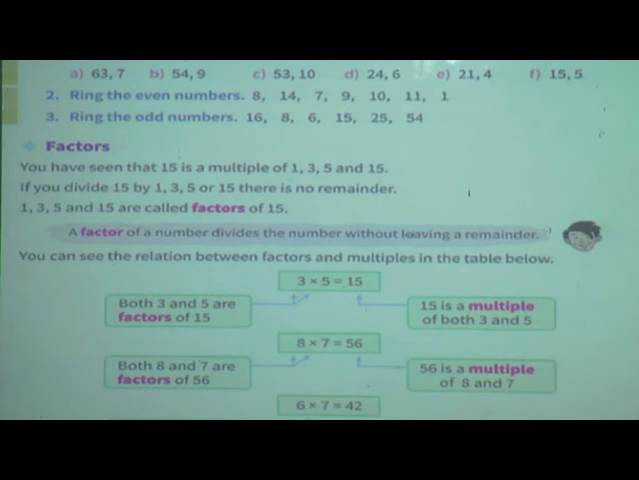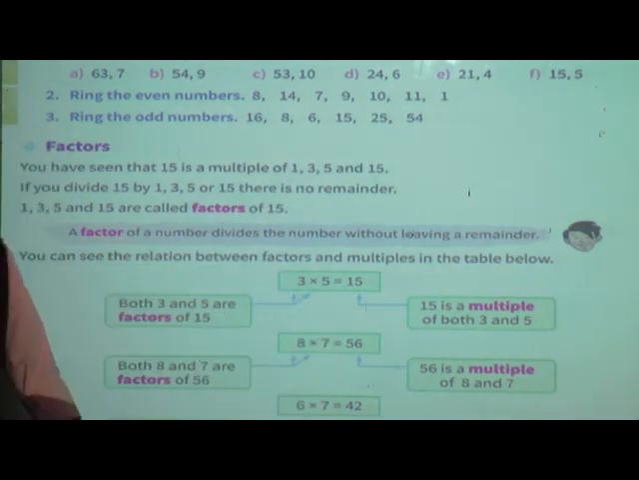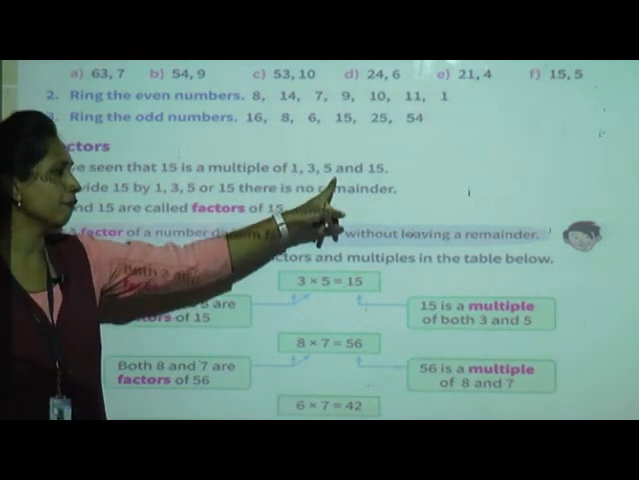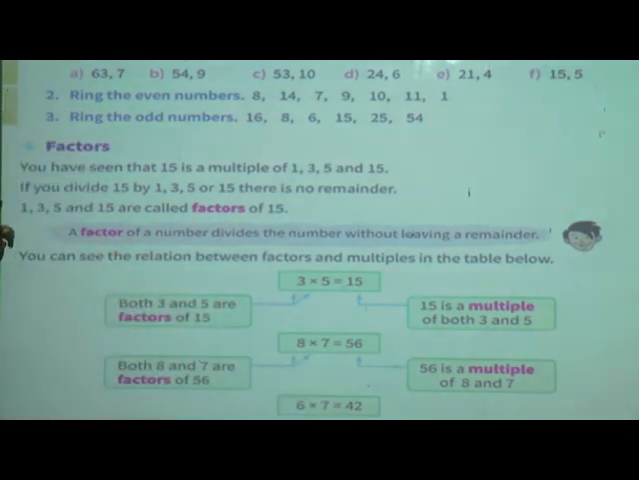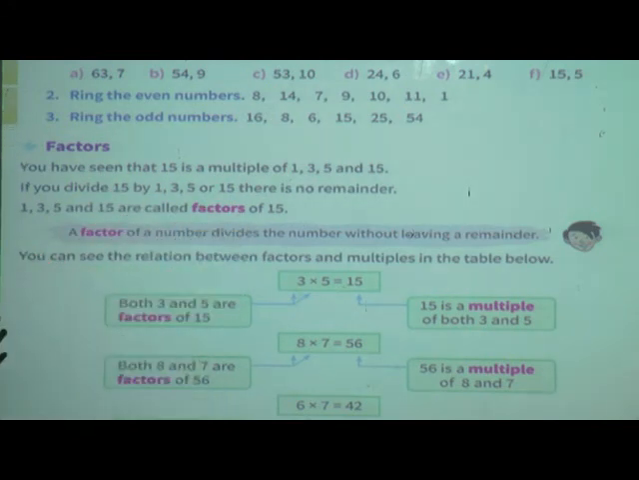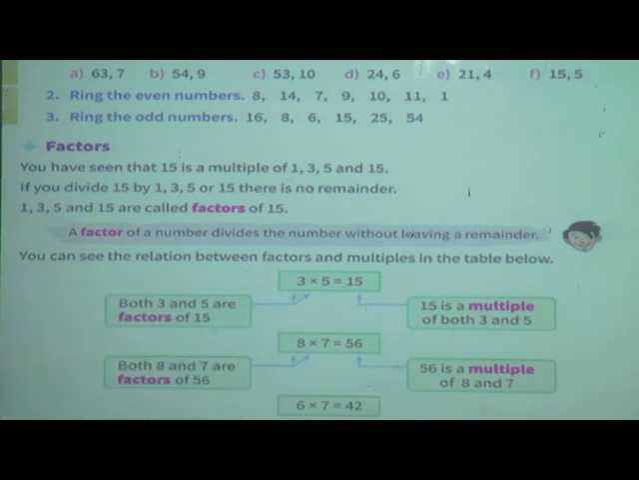Now see factors. You have seen that 15 is a multiple of 1, 3, 5 and 15. Do you remember we have done one activity? Yes. So in that case we have seen that we get 15 when you multiply with 1, 3, 5 and 15, isn't it? So if you divide 15 by 1, 3, 5 or 15, there is no remainder. Keep in your mind. So 1, 3, 5 and 15 are called factors of 15.